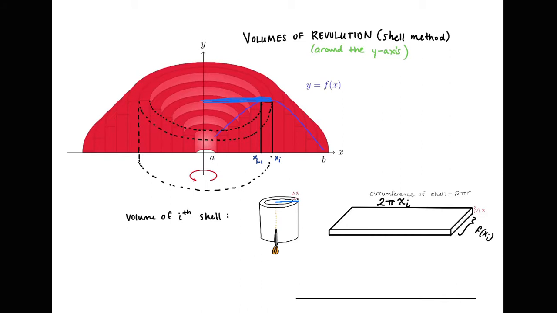Okay, so then the volume of the ith shell is now pretty simple to find. It's just going to be length times width times height. So the volume would be 2 pi x sub i times f of x sub i times delta x. Okay, that is the volume of just one of these shells.